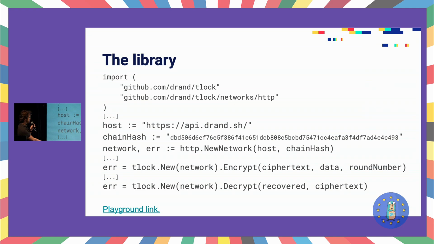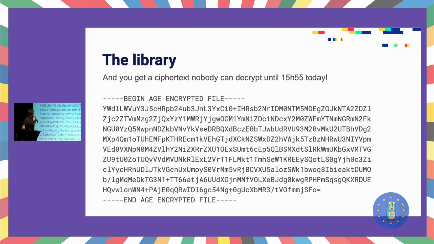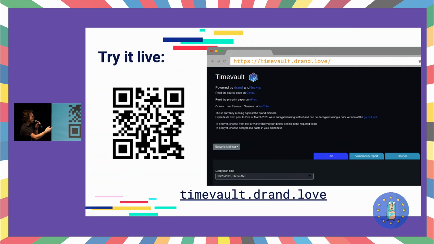And I have a playground link at the bottom. And here is an age ciphertext for a timelock encrypted message that cannot be decrypted until 3:55 today. So I am going to wait now, just 3 minutes, right? Nah, I'm kidding. Anyway, if you want to use it, you can also use it online with JavaScript. We have a web demo, and I'm going to be publishing the slides on my Twitter. So if you want to check out the library or try the code, you can do so.